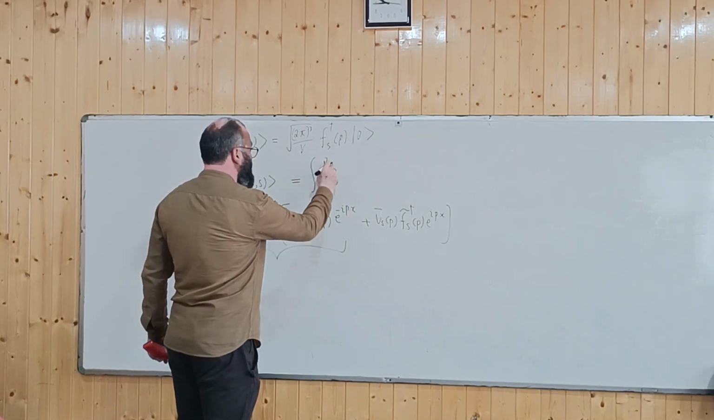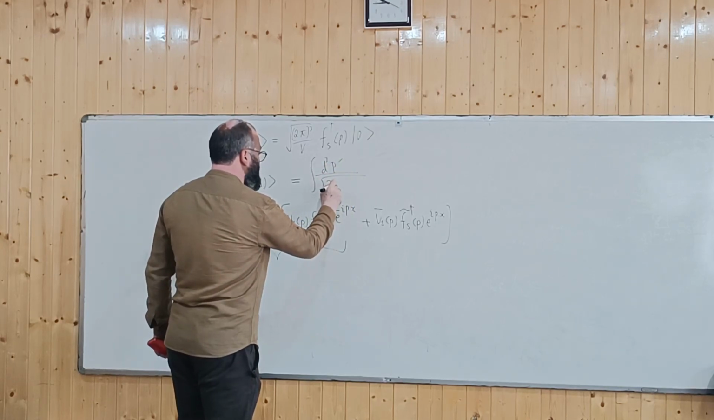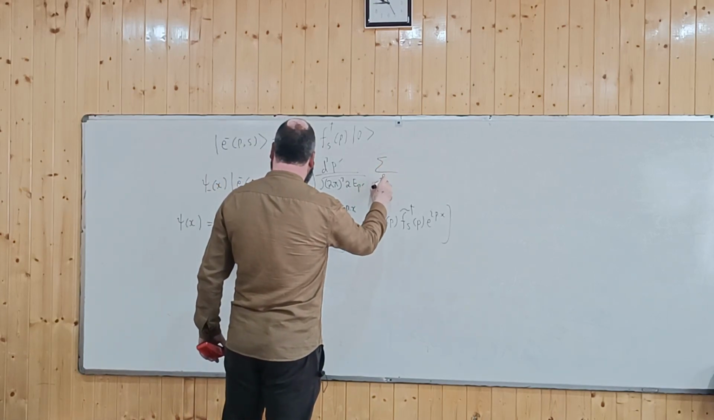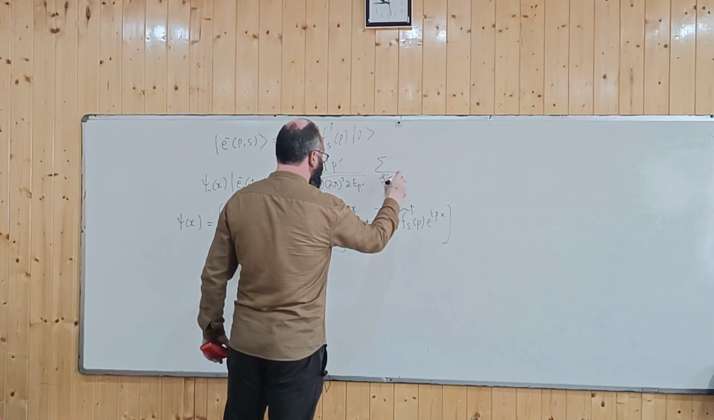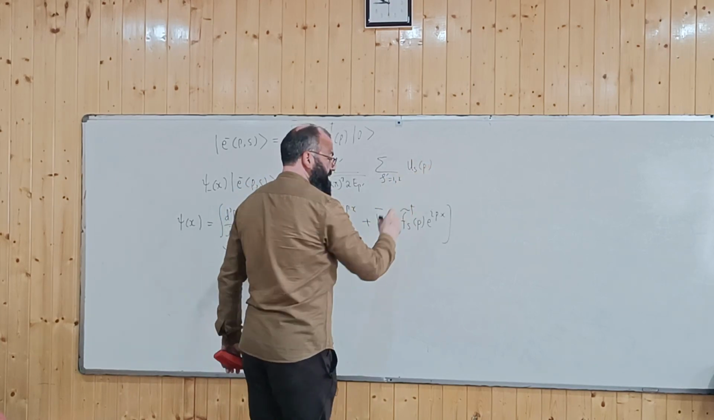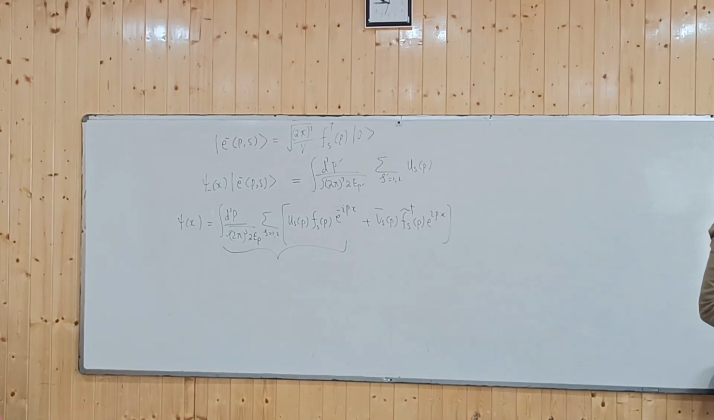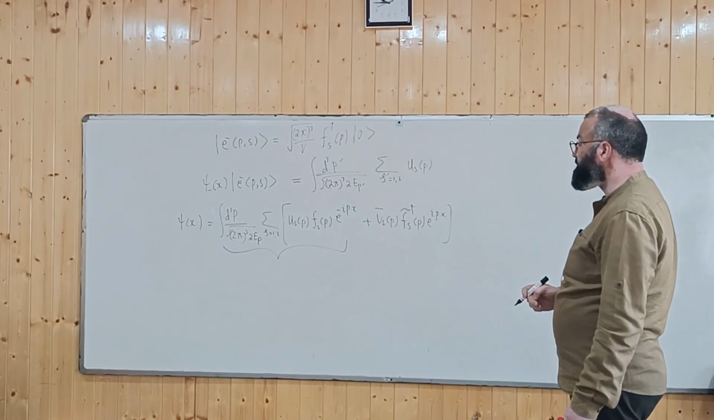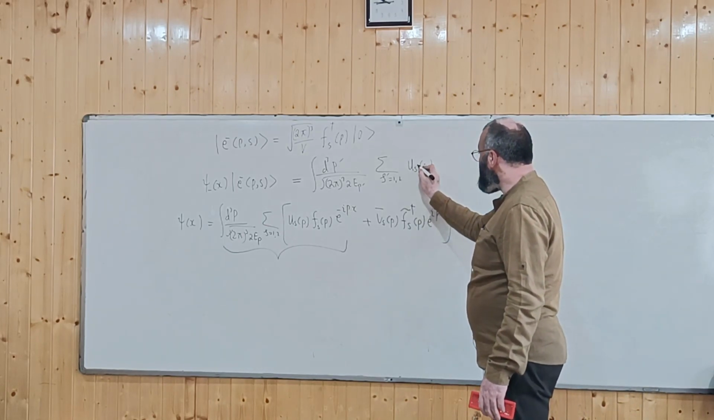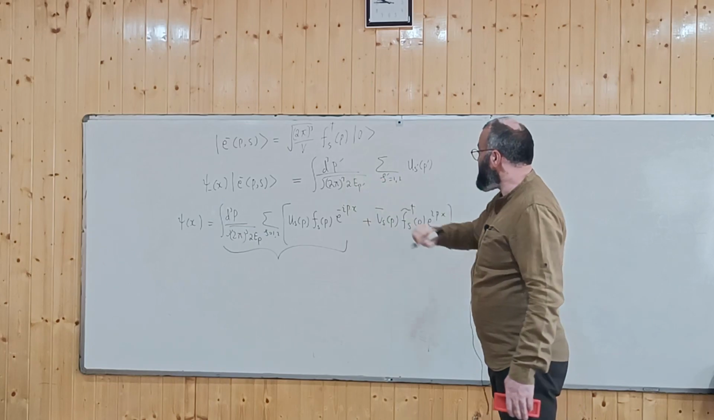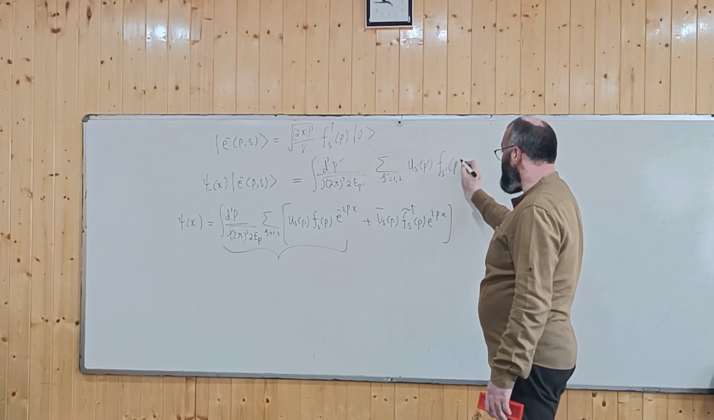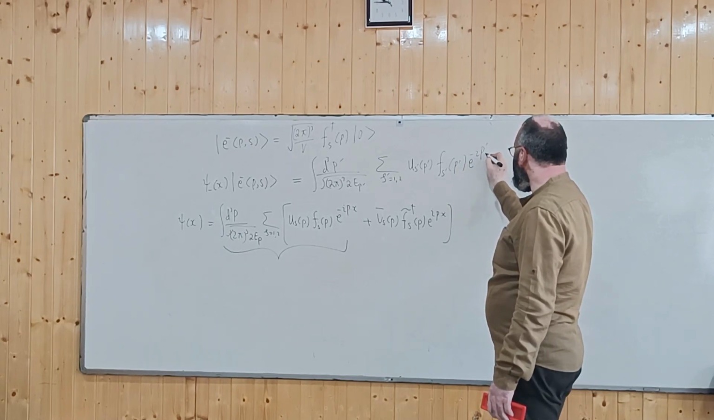So let me write d3p prime divided by root of (2 pi) cube, twice E_p prime. So there will be a sum, let's write s prime equal to 1, 2. Then you are having this u_s of p. Okay, so have I written correct? Yes. So you are having u_s prime of p prime. So you will be having f_s prime of p prime, e raised to minus i p prime dot x.